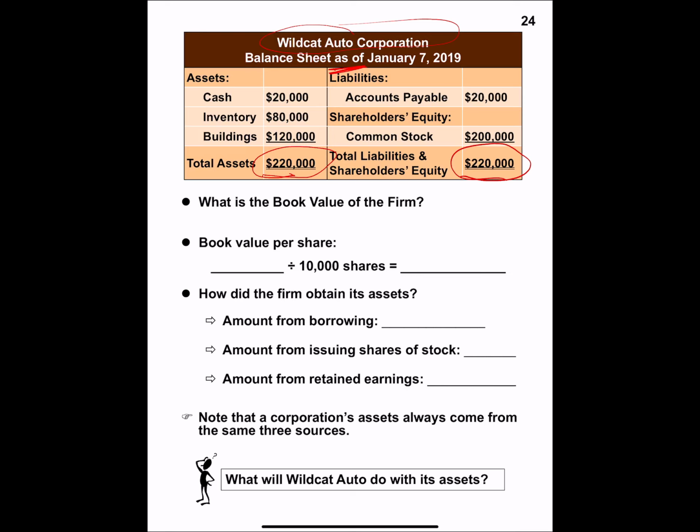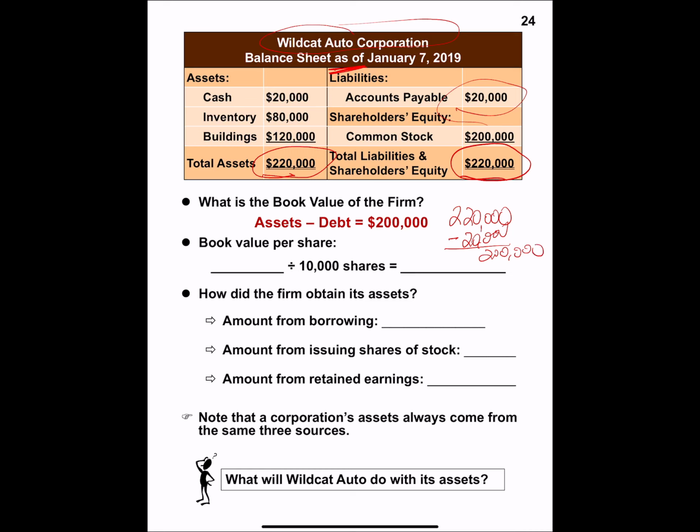So now let's do some evaluation, so we can answer these questions as a result of what we've done. The first question: what is the book value of the firm? Again, two ways to think about it. One way is that book value is equal to your assets minus your liabilities, or debt. Your assets are $220,000. Your liabilities, the accounts payable, are $20,000. And you have $200,000 in book value.